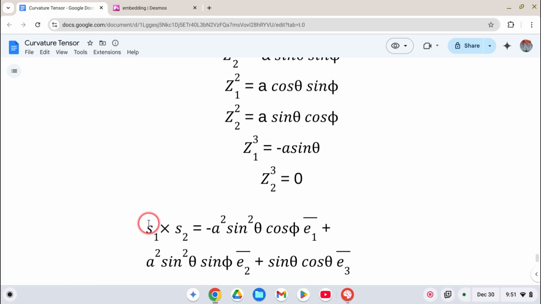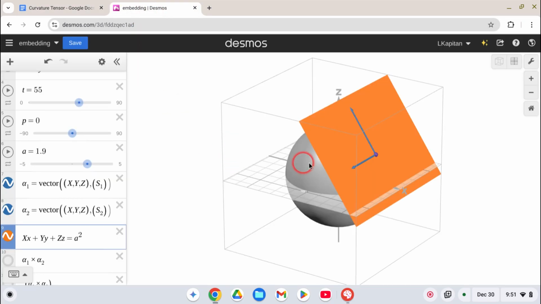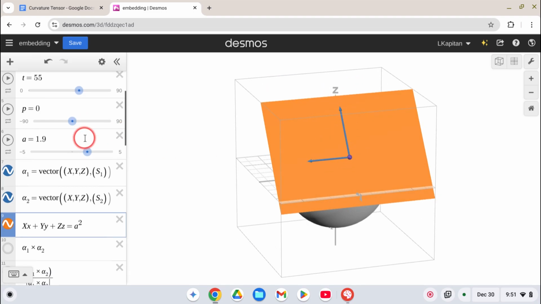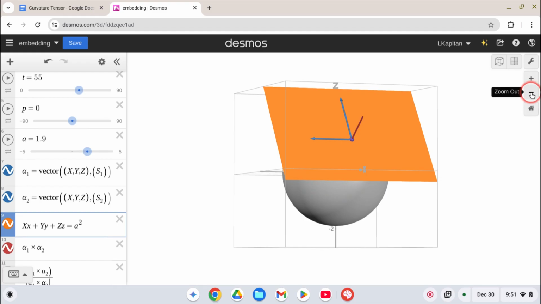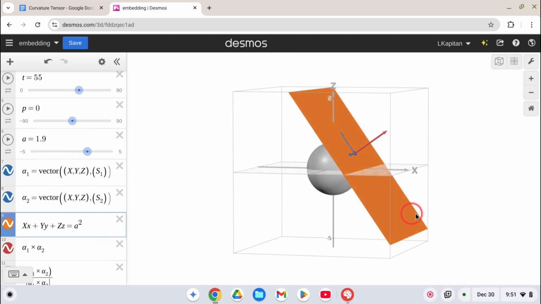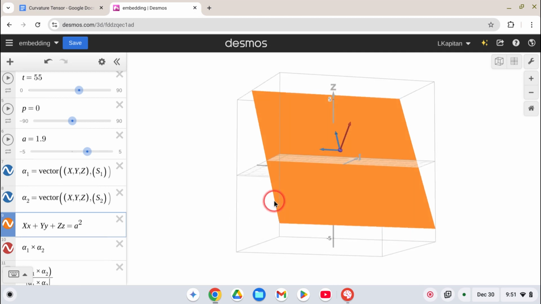There should be vector signs over here. Oh, sorry. Okay, so now let's go actually look at it. All right, so we've got our tangent plane. We've got our basis vectors here, right? Now we want the cross product of those guys. And we have this. You see it? So it is straight up.